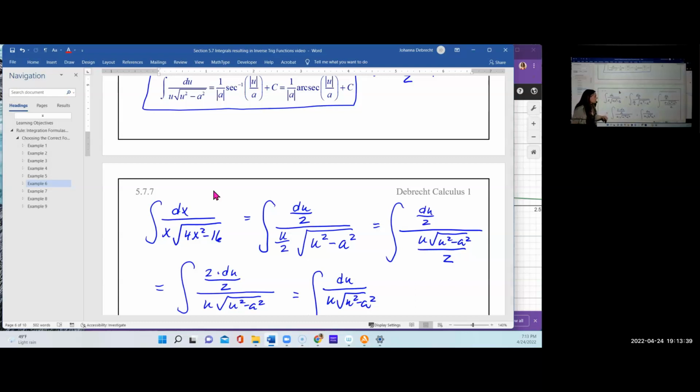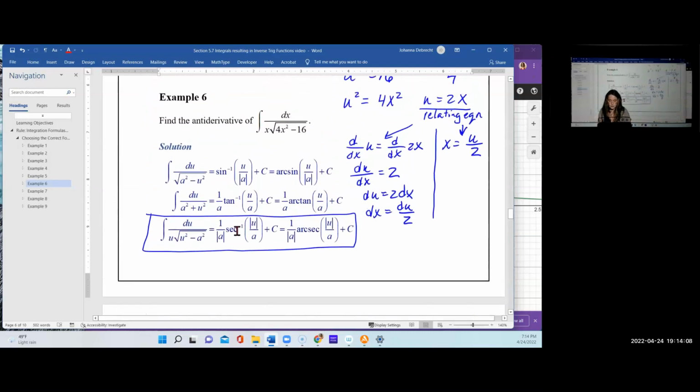Now, because it is the formula on the left, we want to use the antiderivative function on the right. So this is going to be equal to 1 over the magnitude of A times the arc secant of the magnitude of U over A plus the constant of integration. Now, this was an indefinite integral. We are not looking for the area under a curve, so we're not looking for a number. We are looking for an antiderivative function.